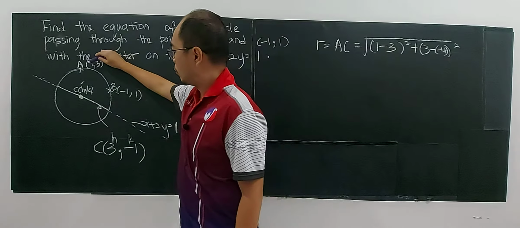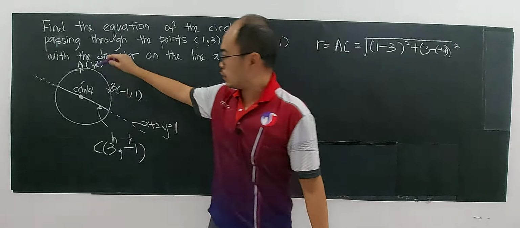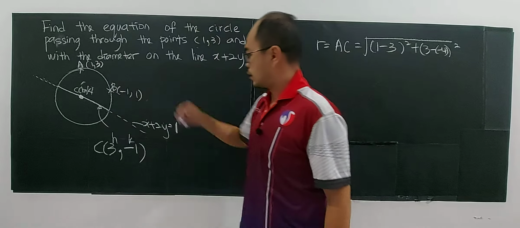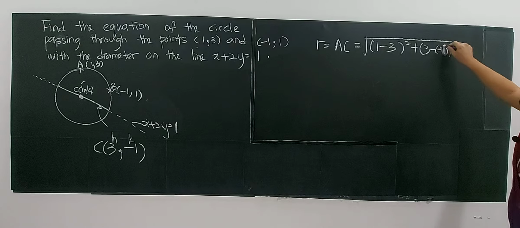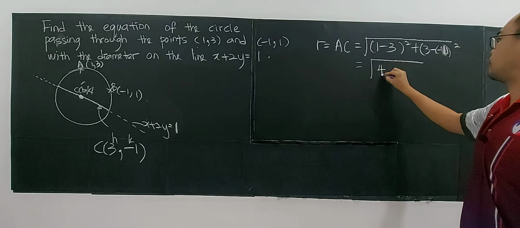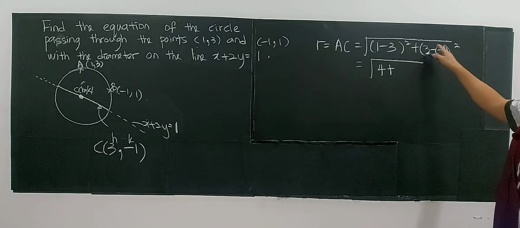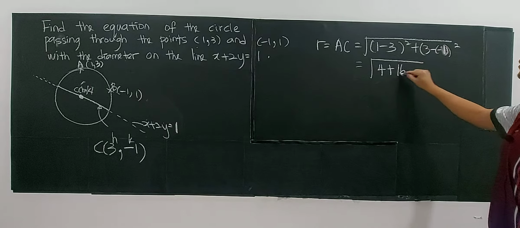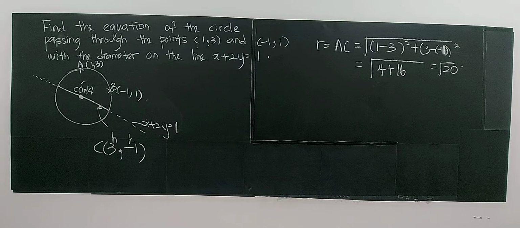Okay, I repeat again. 1 minus 3, so I have negative 2. Then 3 minus negative 4, sorry, is negative 1. So negative 2 squared, I have 4. Here you have negative 1 squared, you have 1. So you have 4 plus 1... which gives the square root of 20, which will give you the radius to be square root of 20.